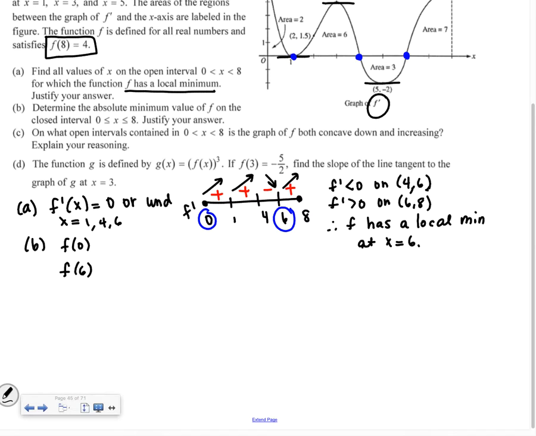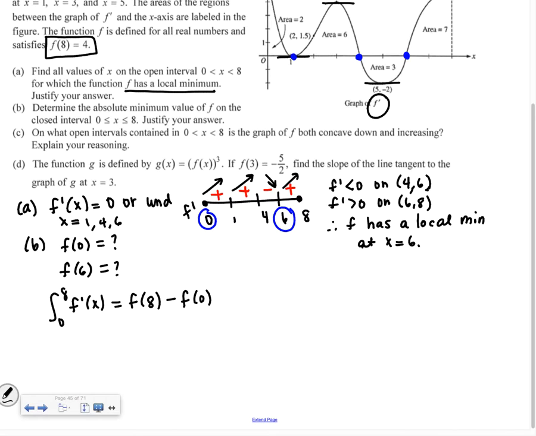So we need to find both f of 0 and f of 6. Okay, and that's where that initial value comes into play. We were given that f of 8 is equal to 4, so we're going to use that. So if I set up the integral from 0 to 8 of f prime of x, that's going to give me f of 8 minus f of 0. Okay, and it allows me to find f of 0. And that's what we need.